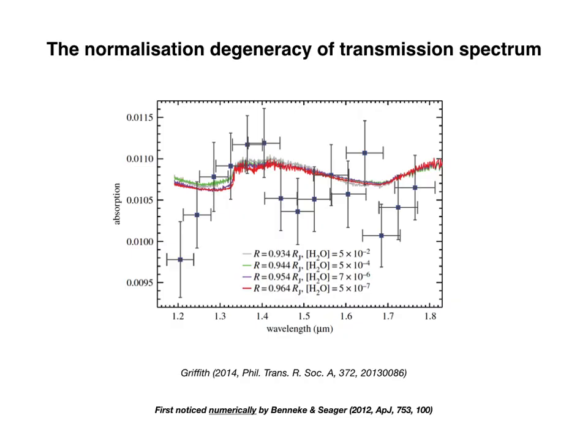So one of the things that we worried about along these lines was something called the normalization degeneracy, which I'll describe to you. This is summarized very nicely in a visual way by a 2014 paper by Caitlin Griffith. And this was also noticed numerically by Benneke and Seager in 2012. And in this plot, what you see is some Hubble WFC3 transmission spectra. It's not important which object. The error bars are only there to give you a sense of how uncertain the data is relative to the model predictions.